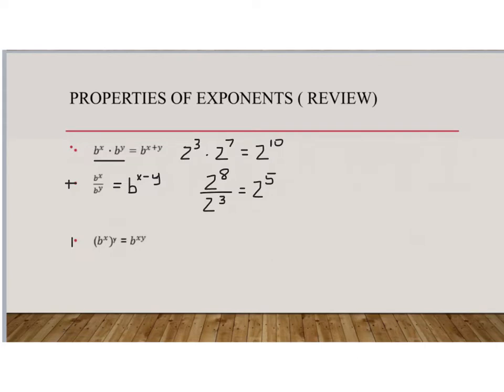Last one here is power of another power. So if you have power of a power, we're going to multiply those exponents. So if you had something like 2 to the 3rd and then raising that to the 4th power, that would be equal to 2 to the 12th.